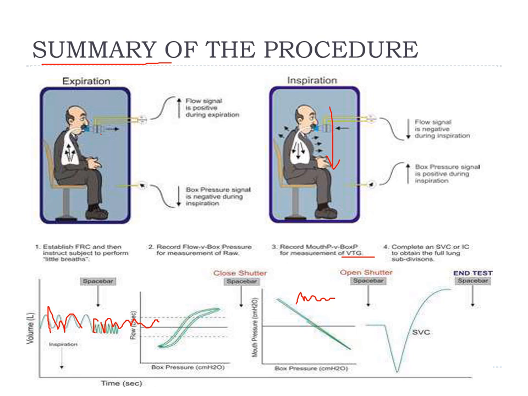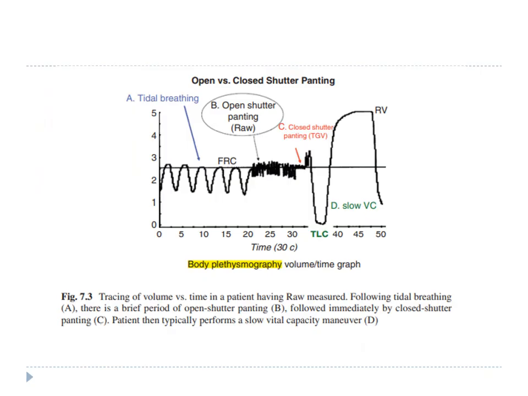And then he is asked to take a deep breath and expire slowly. In all this, with the deep breath, we will get the total lung capacity and residual volume, functional residual capacity, and the airway resistance. And it is all determined by the loops. This is a small graph which helps in the determination.